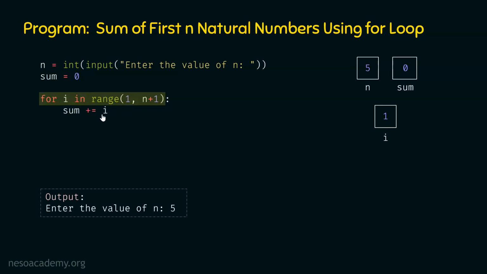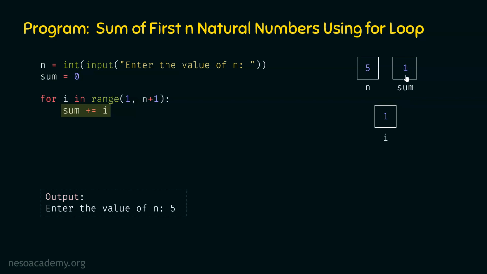After this, the next step is to calculate the sum. Sum is initialized to 0. This is important. We have already learned this. And now, sum becomes 0 plus 1, which is equal to 1. Therefore, sum is now pointing to value 1.